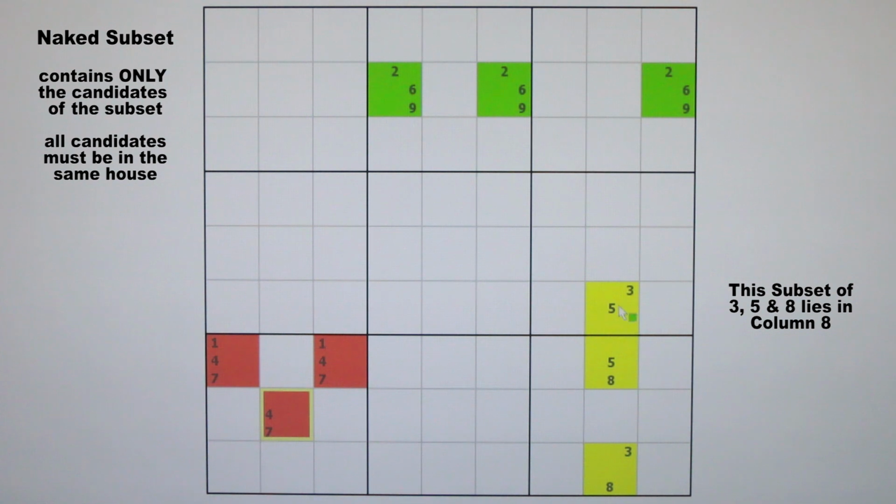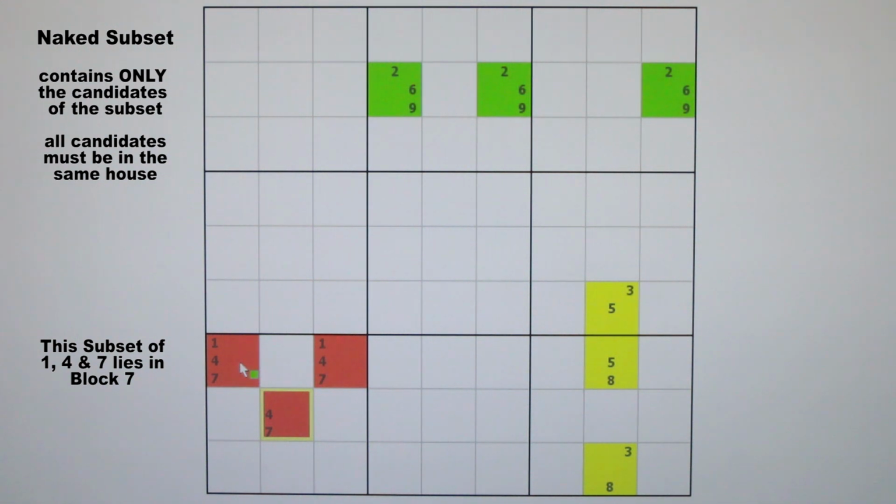And later we'll find out that that means these 3 cells have to contain those 3 digits, but we'll worry about that later. Over here we have another triple of 1, 4, and 7, and it's within this house. It's within this block, block number 7, 1, 4, 7, 1, 4, 7, and only 4, 7 here, but this still constitutes a triple.